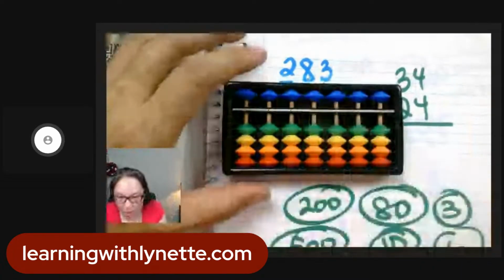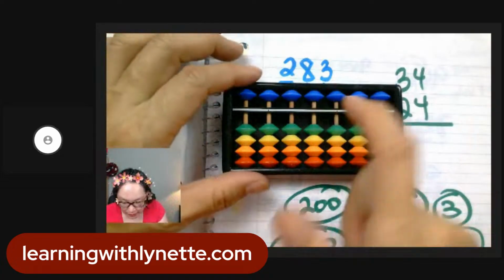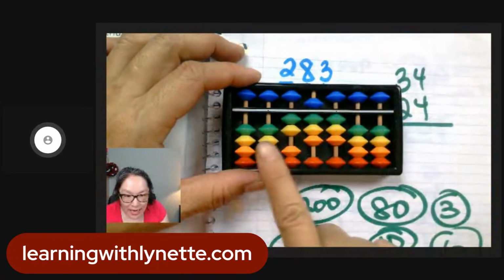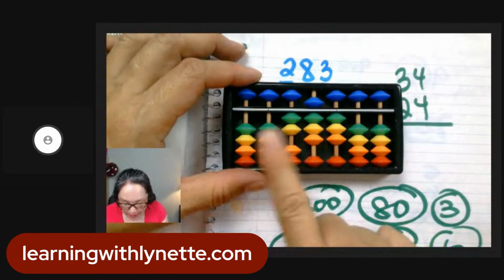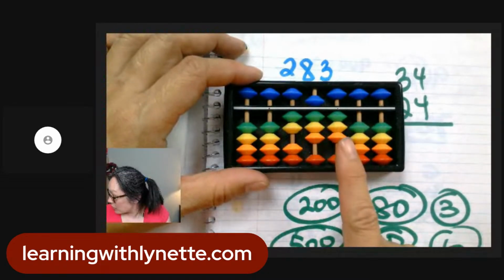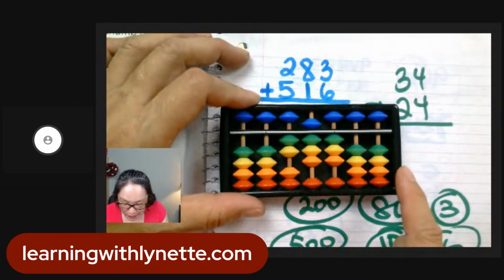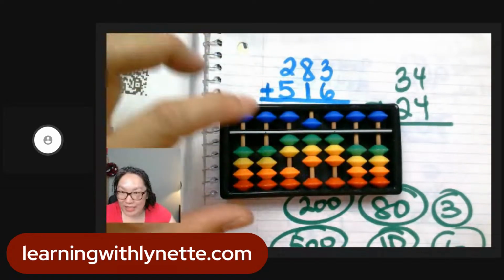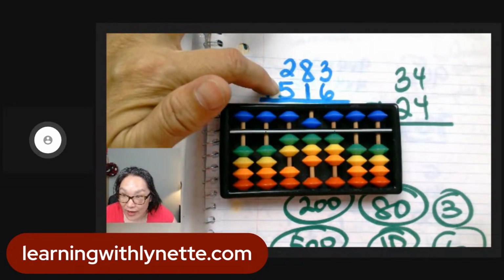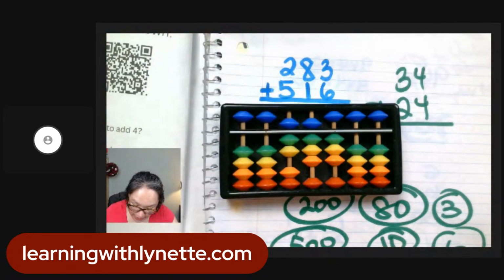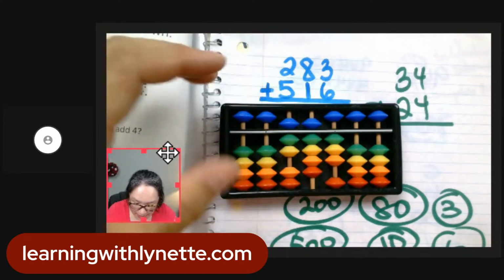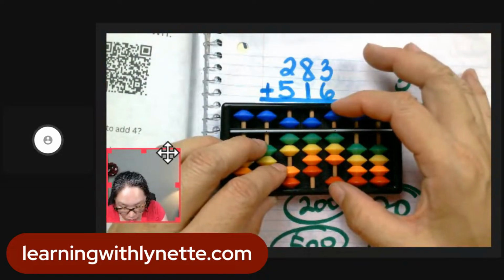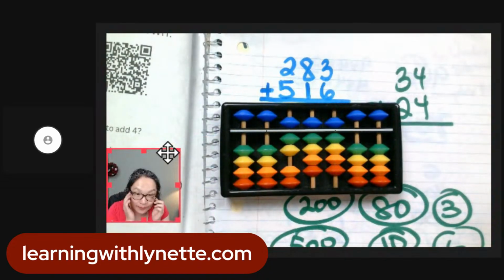Okay, so here's the question. This is a 3-digit number, 283. If you notice, we can focus and understand what we're doing here. Is there enough beads to add the 5? All we got to do is just add the 5. Then can we add the 1? And then can we add the 6? So notice there are no formulas here. That's the easy thing. When we look at our abacus, we can see what we can do.